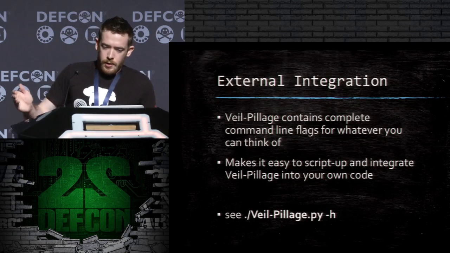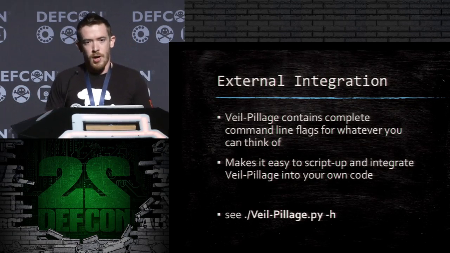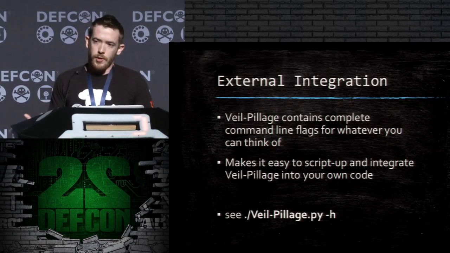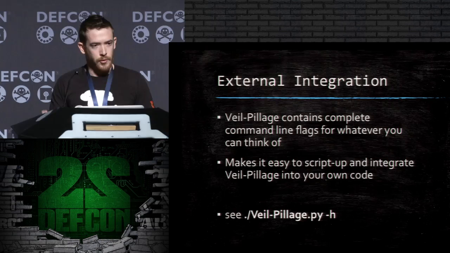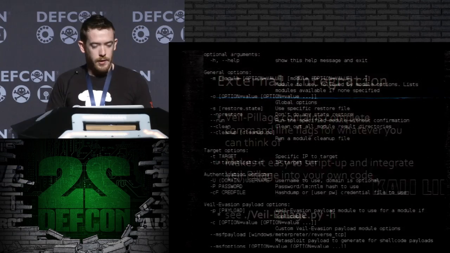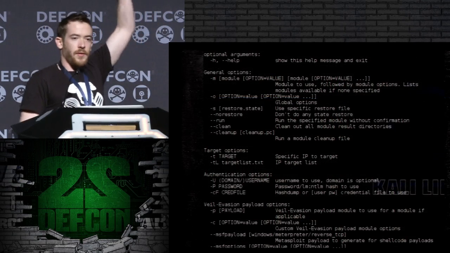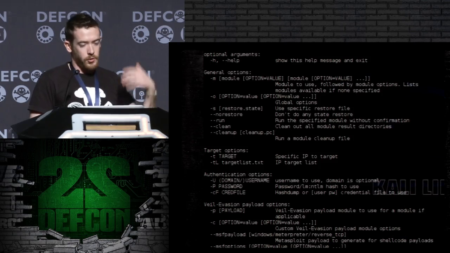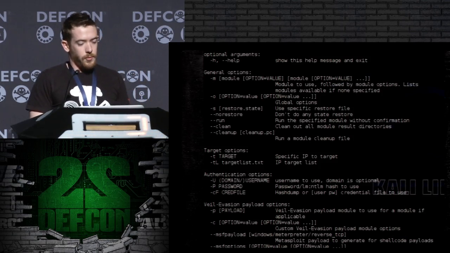Pillage contains complete command line flags for every single option that you can set in the framework. And a big reason I put this in is because I script up other tools beneath mine a lot of the time. So I want people to be able to integrate all this functionality straight into their own tool sets. So Veil Pillage sh. I know this is really small, but this is every single option that you can set. Targets, clean up stuff, state restores, Veil evasion options, all those types of things.